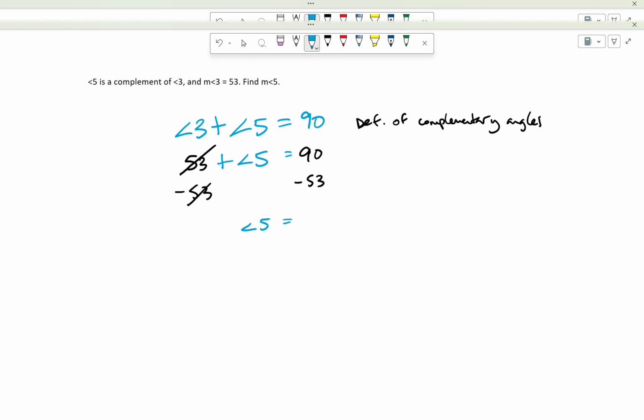right? Or the definition of complementary angles says that the sum of two of them equal 90, so we have to set it up that way. There's no subtraction statement that we would make there. So we do 90 minus 53, and according to our calculator, is 37, okay? So the angle 5 is equal to 37 degrees. Okay, next.